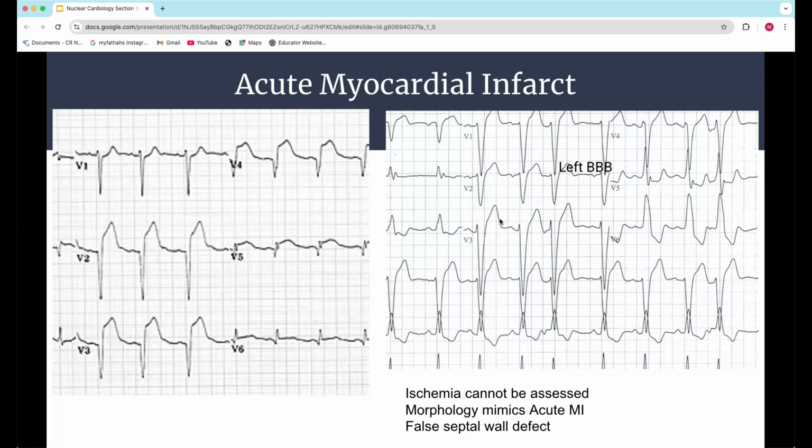So the first reason that we don't put them on the treadmill is that it's very hard to distinguish these morphologies, especially when you're running on a treadmill and you're increasing heart rate, okay? Because you have this morphology, this wave pattern, and you start running them on a treadmill and it gets faster and more intense. Again, you're going to have a hard time knowing if it's this pattern, if they've suddenly gone into acute MI, okay? So that's the first reason.